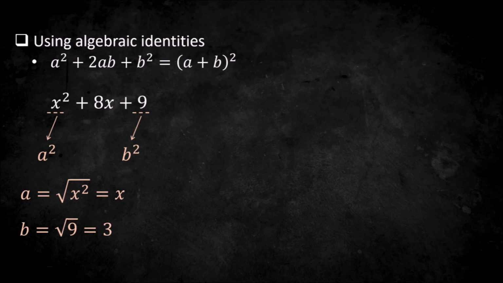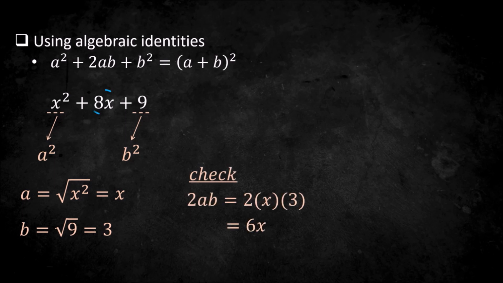Work out the results of 2 multiplied by a and by b. The result is 6x, which is not correct. The correct term is 8x. We cannot use the identity to factorize this quadratic expression.